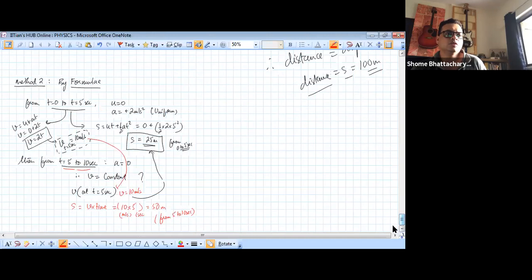Okay. So just note down these two parts first. Then we will come to the third part, which is what is happening from t equal to 10 to 15 seconds. So we'll come to this. Okay, just note this down first. This part.